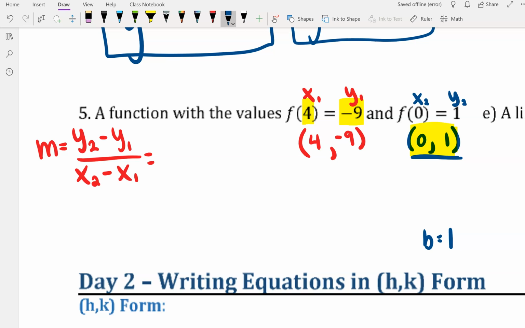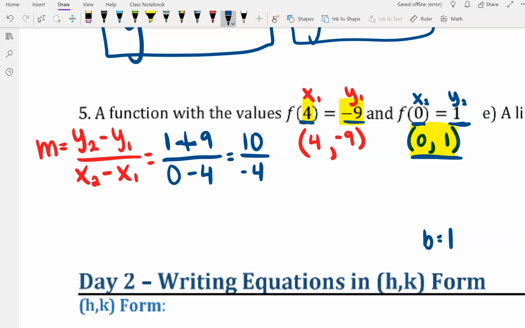y2 I'm going to replace with 1, because over here I had that my y2 was 1. Minus y1 I'm going to replace with -9, because I said my y1 was -9. So I have minus -9. x2 I replace with 0. Minus x1 is 4. And then I simplify. Minus a negative is a plus. So 10 over 0 minus 4 is -4.